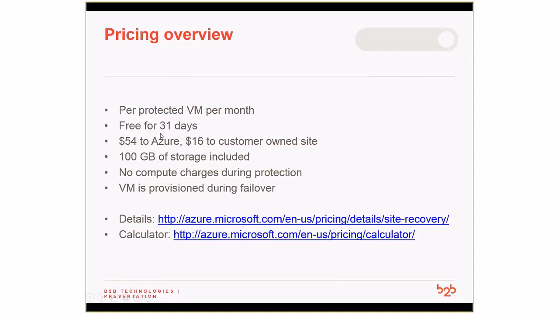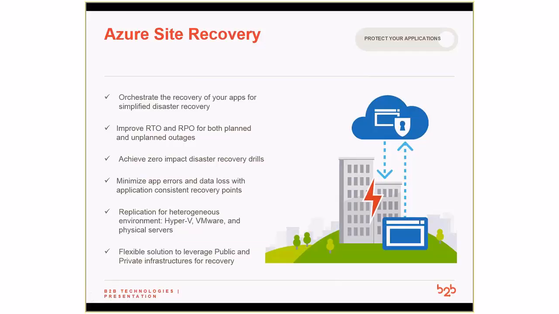All right, so that's our pricing. So as we've seen, ASR is going to meet most or all of our DR goals that we discussed earlier. It does simplify our DR moves. It improves our RPO and RTO for outages. It allows for our non-impactful DR failover testing. It also allows for application consistent recovery points, which is important. It's flexible so that we can protect those heterogeneous environments that most of us own. And we can also fail over to both public as well as private infrastructures.